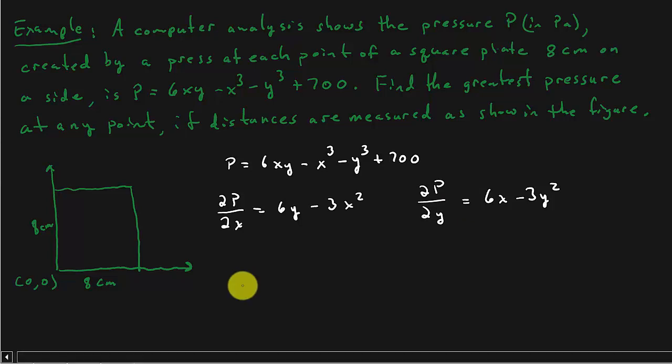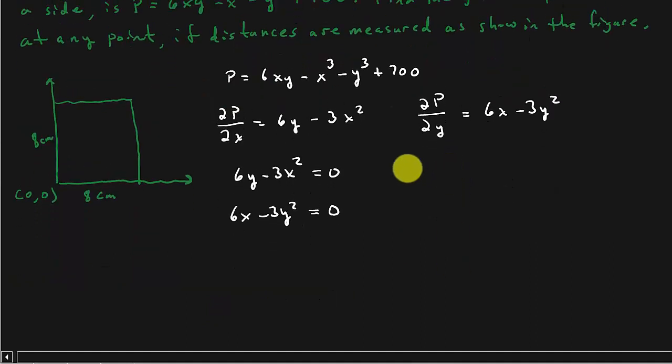So now let's go ahead and set everything equal to 0. So I've got 6y minus 3x squared equals 0, and I've got 6x minus 3y squared equals 0. And let's make our life a little easier. Let's write this as 2y minus x squared equals 0 and 2x minus y squared equals 0. Now, what did I do there? I divided everything by 3 just to make everything come out a little nicer.